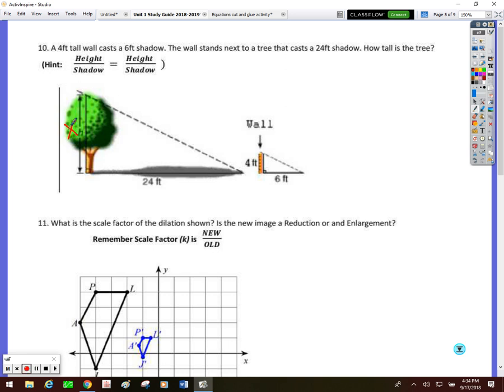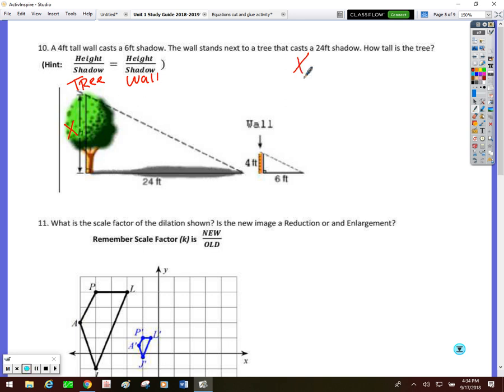I can use height over height. If I do tree over wall, then I've got to do shadow of tree over shadow of wall. But I like to keep mine together. Remember, we talked about this. It doesn't really matter as long as you are consistent. I like to do tree on one side, wall on the other, right?